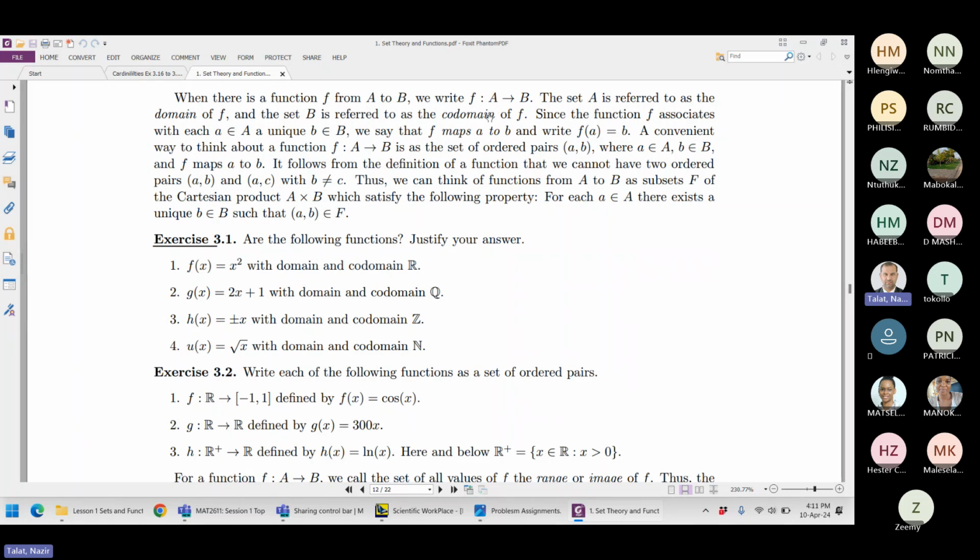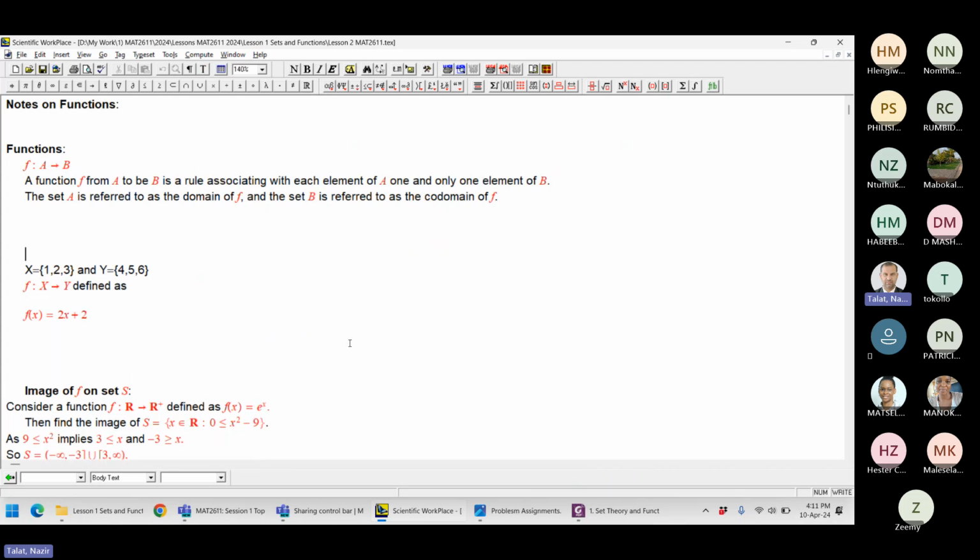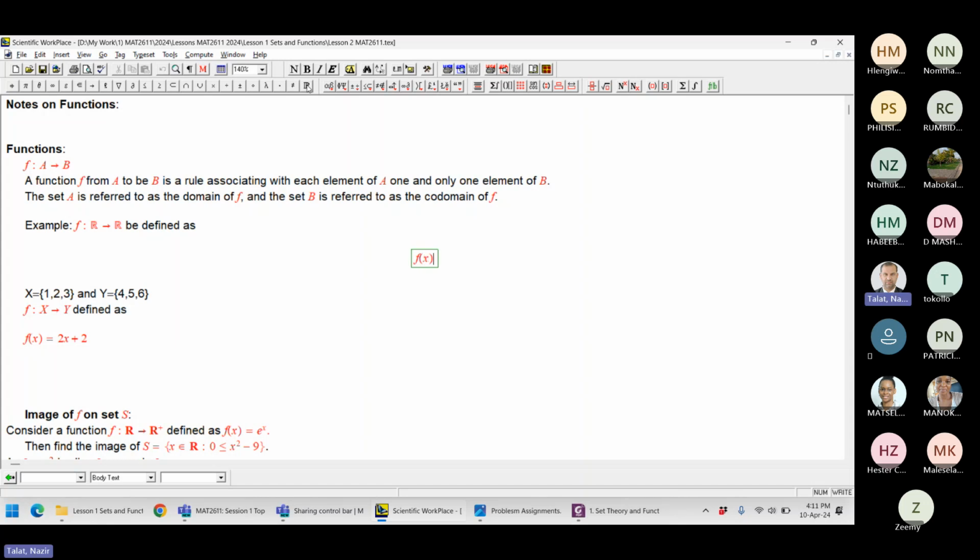One is the codomain and one is the range of f. For example, let me write a mapping. For instance, if we describe it like this, f is a mapping from R to R, the set of real numbers to the set of real numbers, and in this example we define f of x equal to x square plus 1.